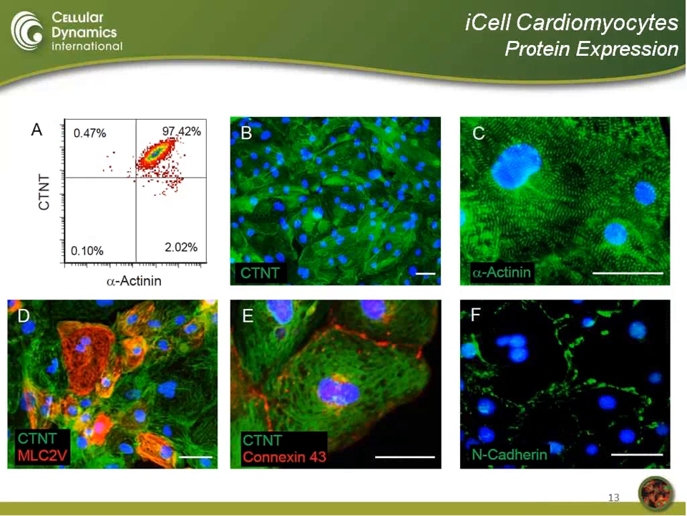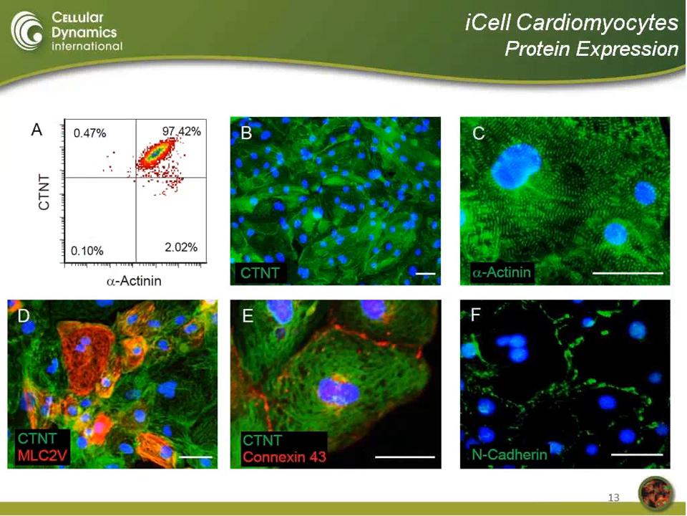Next, from the gene expression, we go into the protein expression. On the top, panel A is cardiac troponin T and alpha-actinin, once again showing the very high purity in the population, up towards 97.4%. In panel B is the cardiac troponin T, showing that it's prevalent in all the cells. In panel C, we have alpha-actinin, and the interesting thing in panel C is that we've got the striation showing the organization of the myofibrils.